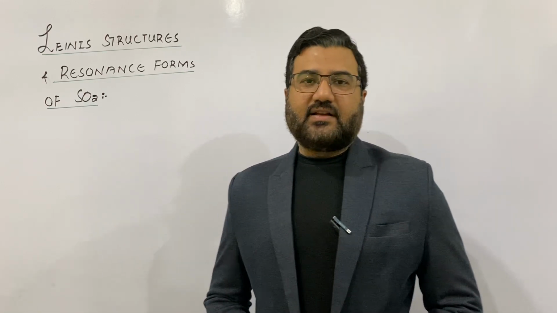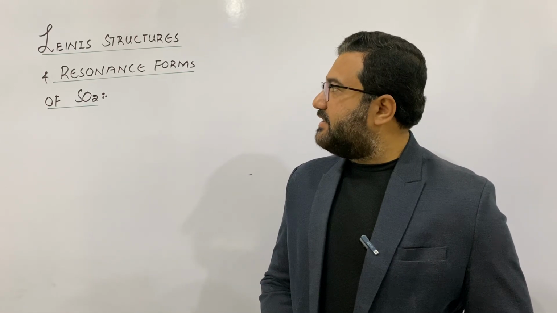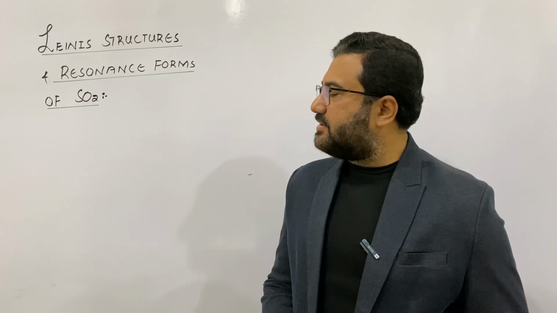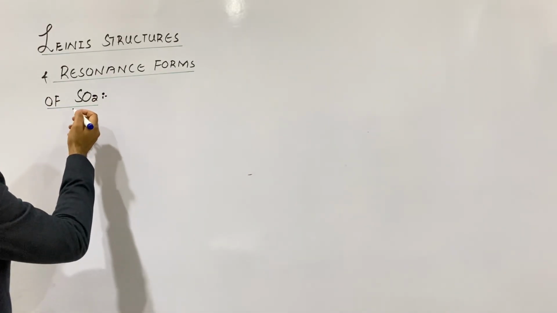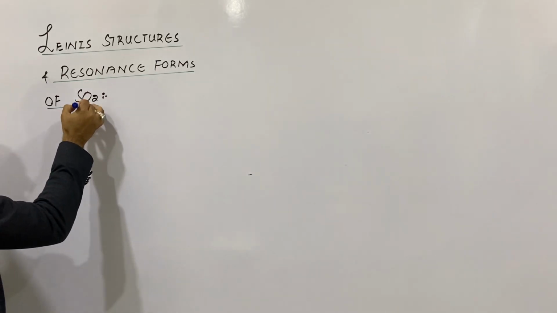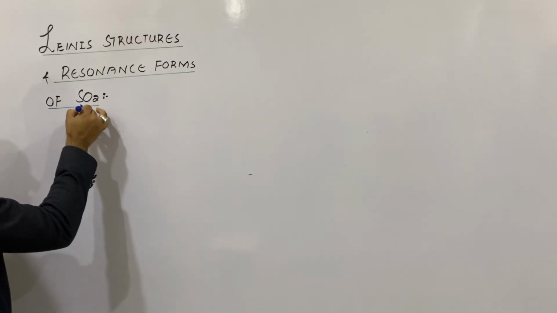Welcome dear students. This lecture is about the Lewis structures and resonance forms of the sulfur dioxide. Dear students, to write down the Lewis structure, first of all the number of valence electrons are calculated.